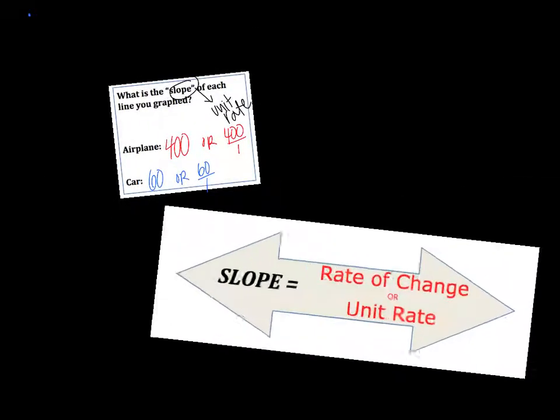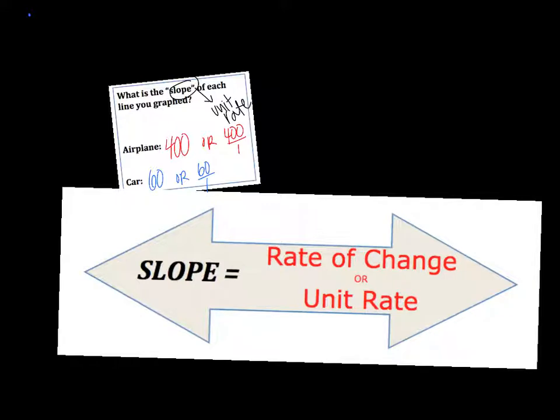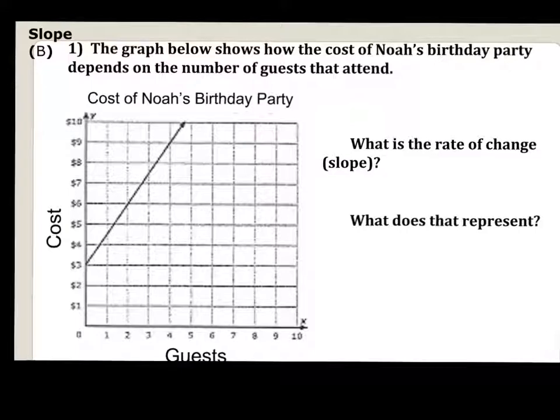And then we can't forget, on the next page, if you turn in your packet, you have an arrow to fill in. Slope equals the rate of change, which is also called unit rate. So lots of words that mean the same thing. All right, problem number 1, Noah's birthday party and the cost for the guests. What is the rate of change or slope? Remember, rate of change and slope mean the same thing. Slope is your rise over your run.